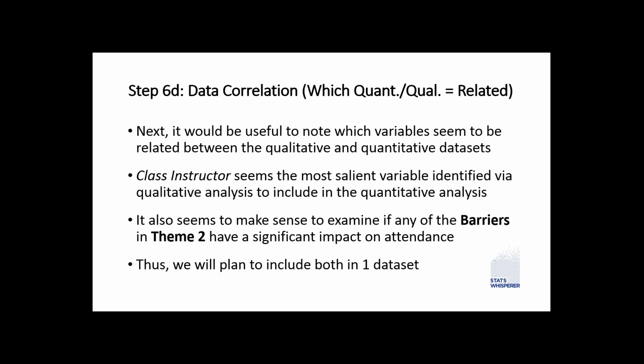And it also makes sense, if we're explaining class attendance, that we would want to include barriers, because a barrier to attendance should theoretically impact attendance. But that's theoretical. We want to know if it's true. If it was true theoretically, we wouldn't need quantitative analysis. So that should be the case, but we'll include the barriers in the quantitative analysis to see if it is the case. Okay, so we're going to end up with one data set, and we're going to have all those variables in it.